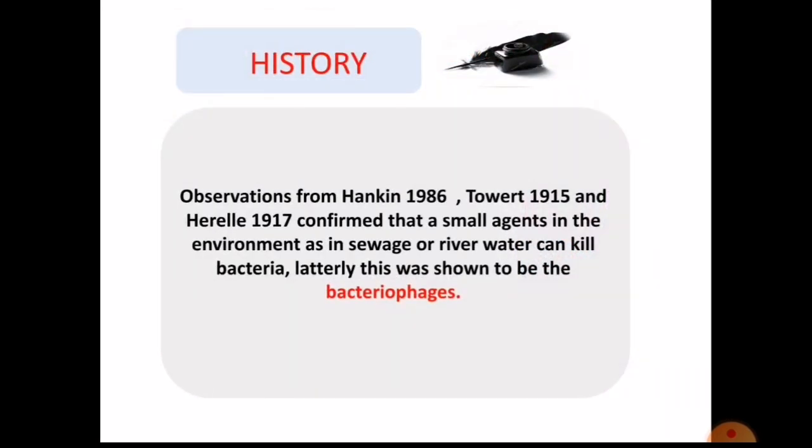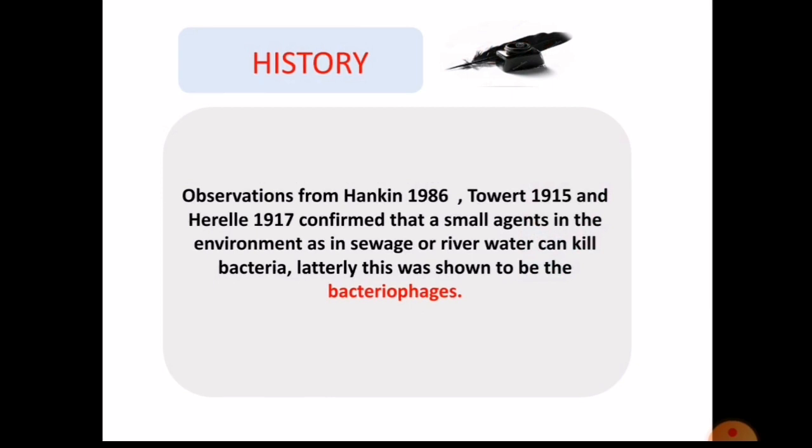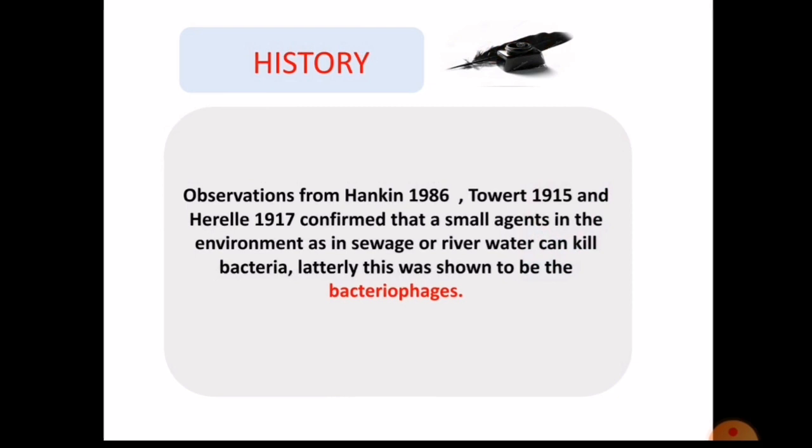Now let's talk about history. In 1896, Ernest Hankin reported that something in the waters of the Ganges and the Yamuna River in India had marked antibacterial action against cholera and could pass through very fine filters. In 1915, British bacteriologist Frederick Twort discovered a small agent that infected and killed bacteria.